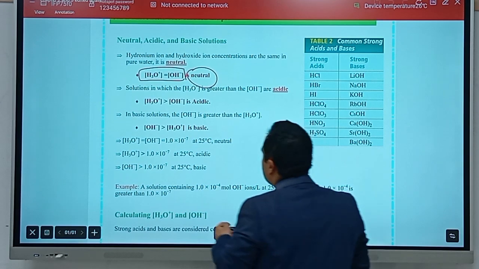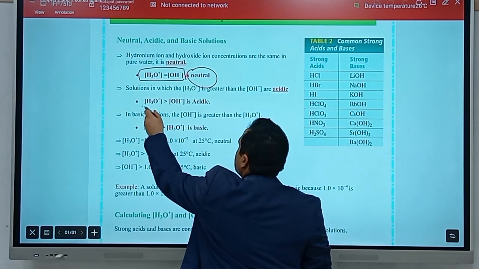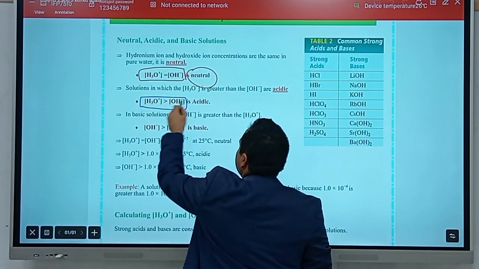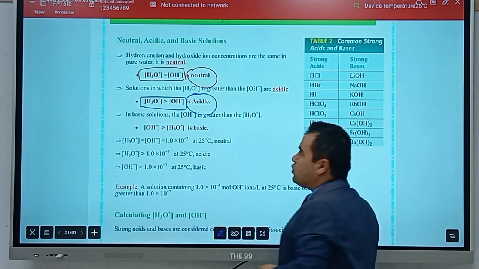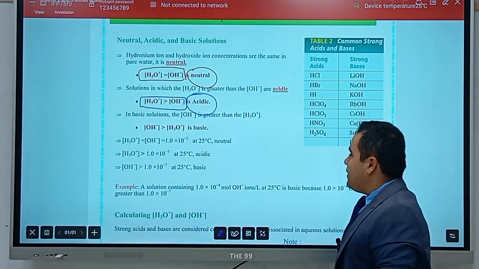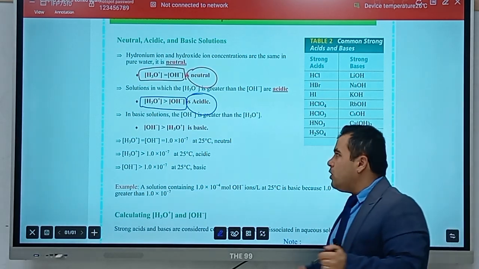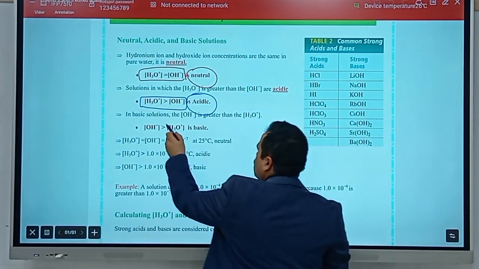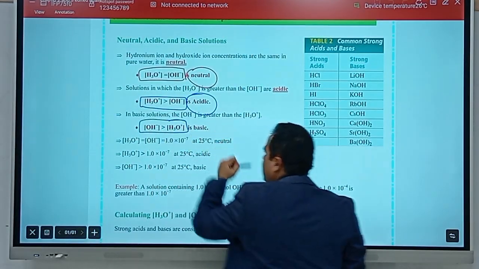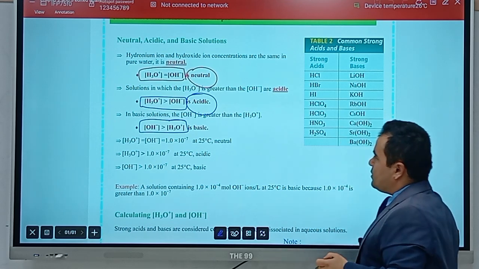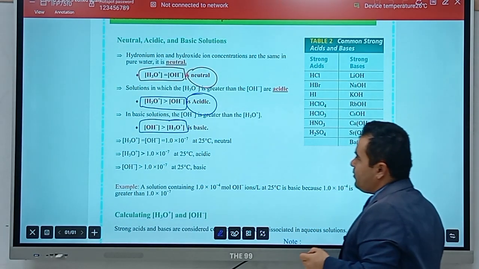So the acidic solution is a solution in which the hydronium is higher than the hydroxide, so the solution becomes acidic. And the basic solution is just the opposite of the acidic solution, in which the hydronium is lower than the hydroxide and the solution becomes basic.